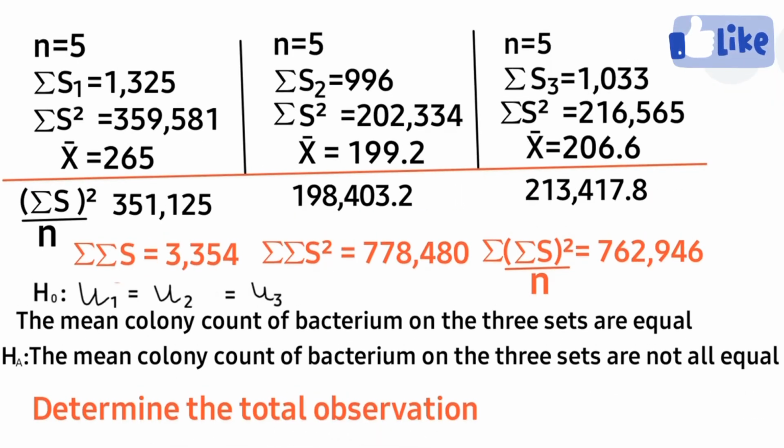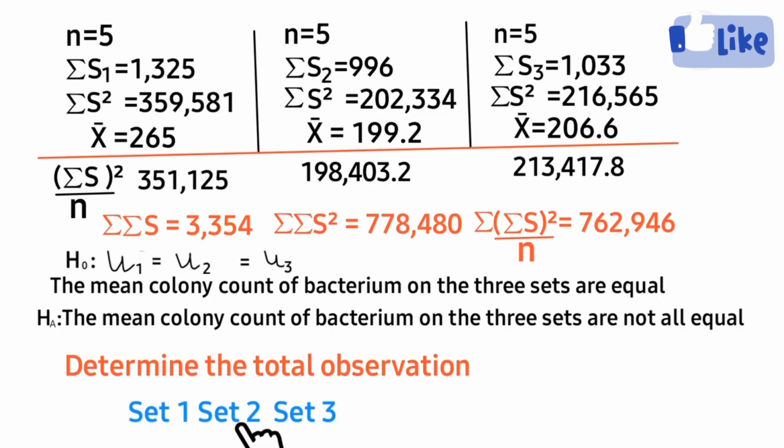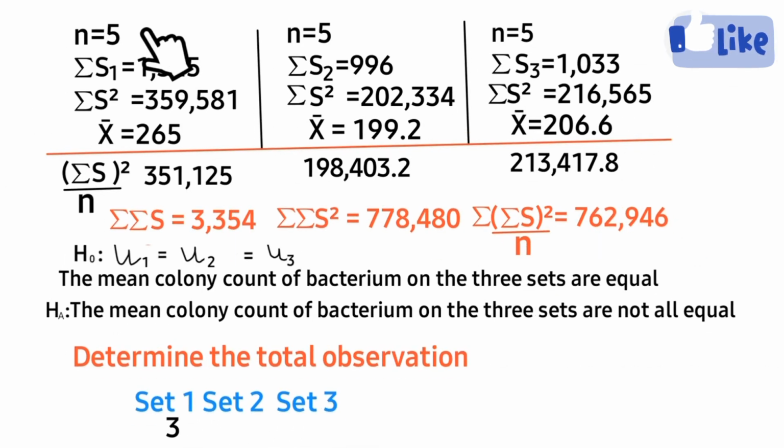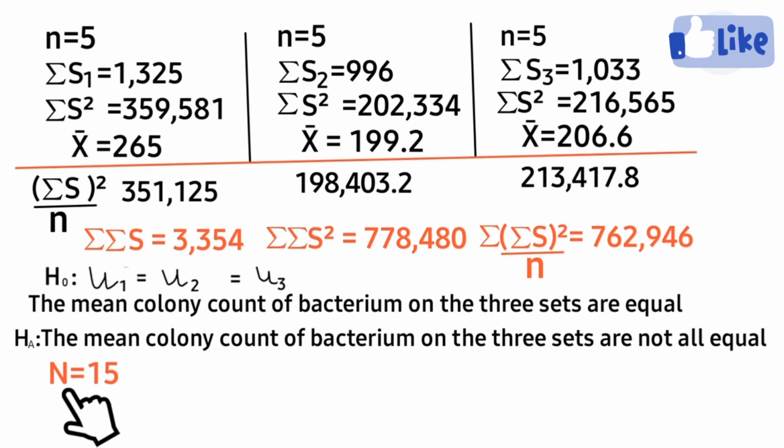This step says determine the total observation. Remember we have 3 sets of data, set 1, 2, and 3, right? And each set contains 5 samples. Therefore, our total observation will be 3 times 5, which is 15. So we record that here. Capital N represents the total number of observations.